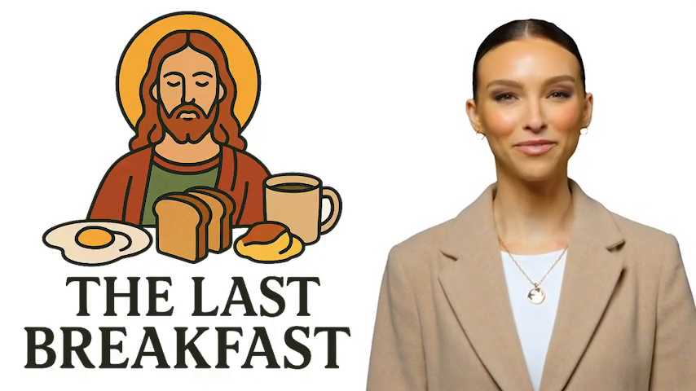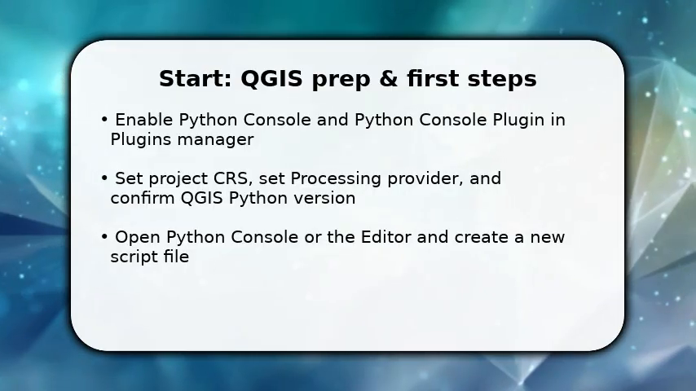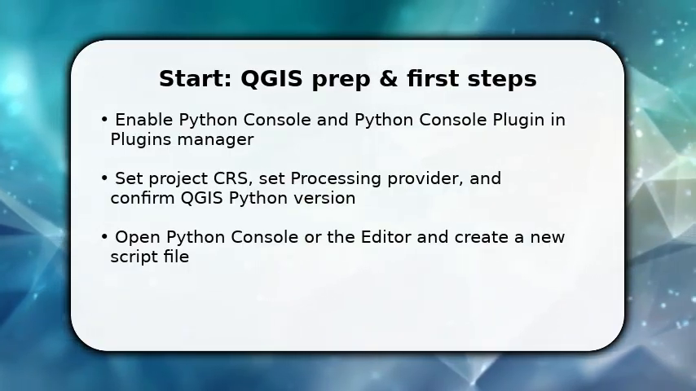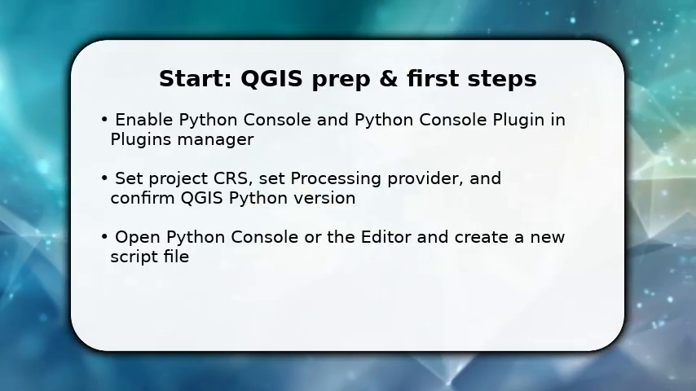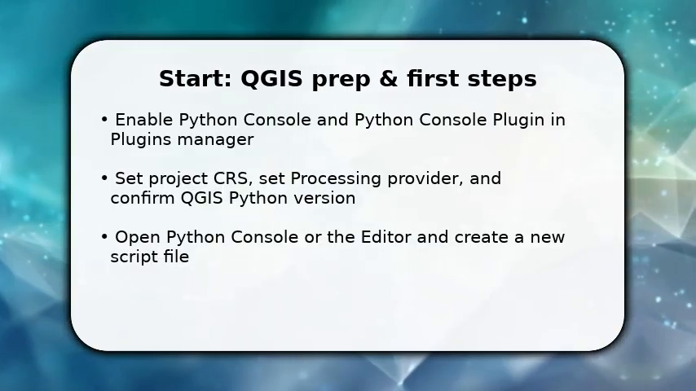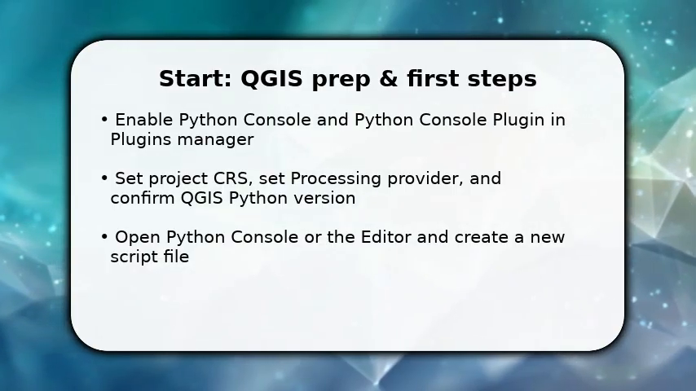Please enjoy the video. You start by preparing QGIS so your code can run reliably. Enable the Python console and the processing provider. Once done, set your project CRS to avoid reprojection surprises. Make sure the QGIS Python version matches any external libraries you need.